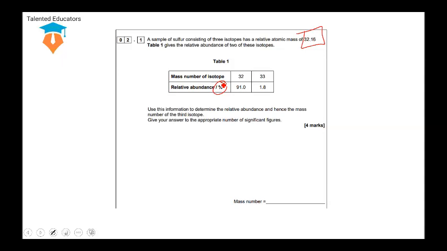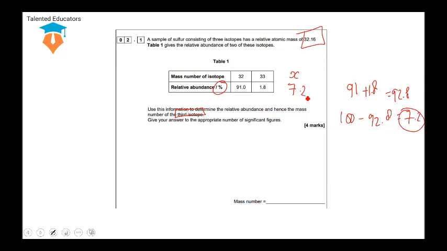So you need to read the full question. It says third isotope, so they haven't given you all the information. Some of it you need to work out yourself. First things first, I would work out the missing isotope, which I'm going to put as X for now. Relative abundance: how am I going to do that? I'm going to do 91 add 1.8, which gives me 92.8, then 100 minus 92.8, which gives me 7.2. That I know is the missing relative abundance.